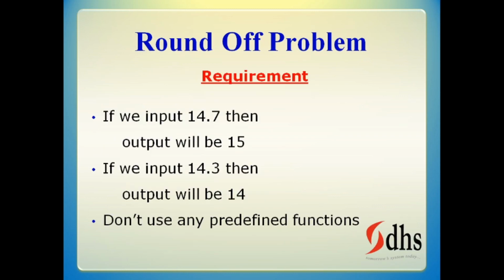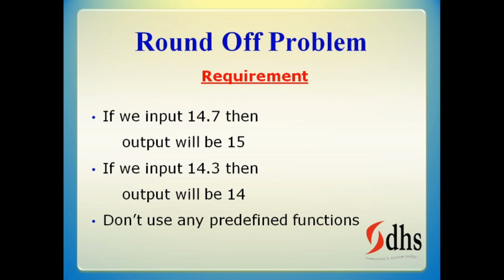Now the round off problem. In all the building software they use a round off function, you know, in C programming there are many functions like flooring and ceiling. Here we are not using any predefined function; we have to do it ourselves. If I give a value 14.7, the output will be 15. When I give 14.3, the output will be 14.